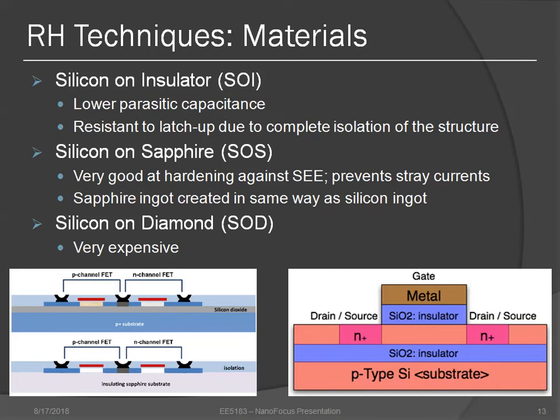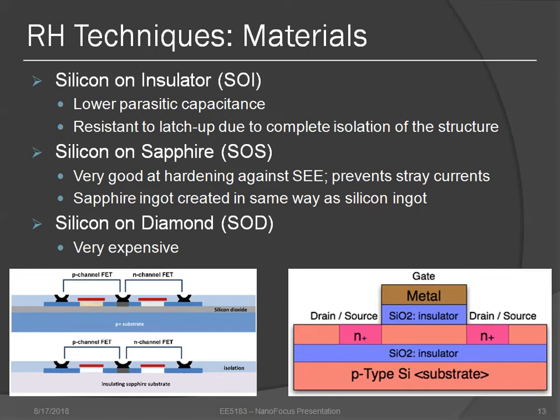One benefit of silicon on sapphire is that the ingot for sapphire is created in the same way as a silicon ingot, so we know the process. It's very similar. One downside of these substrates is that they are very expensive. For example, an SOI substrate alone is about 10 to 15% of your total manufacturing cost, so quite a bit.